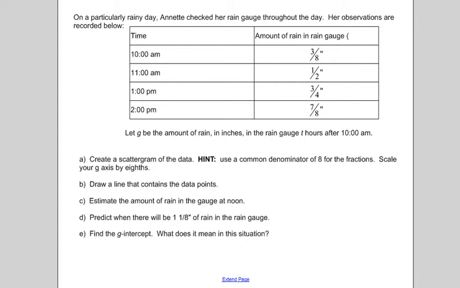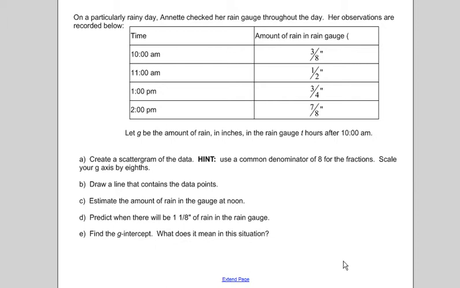Then we're going to do a couple of different things with this information. We're going to create a scattergram of the data. We're going to use this hint about using a common denominator of 8 for the fractions. And then that will allow us to scale our g-axis by 8ths. Then we're going to draw a line that contains the data points. So we're going to create our linear model. We're going to estimate the amount of rain in the gauge at noon. We're going to predict when there will be about 1 1/8 inch of rain in the rain gauge. And then we're going to talk about the g-intercept.